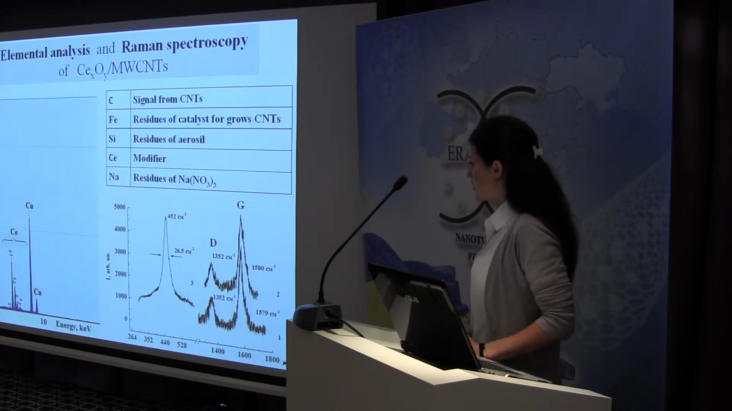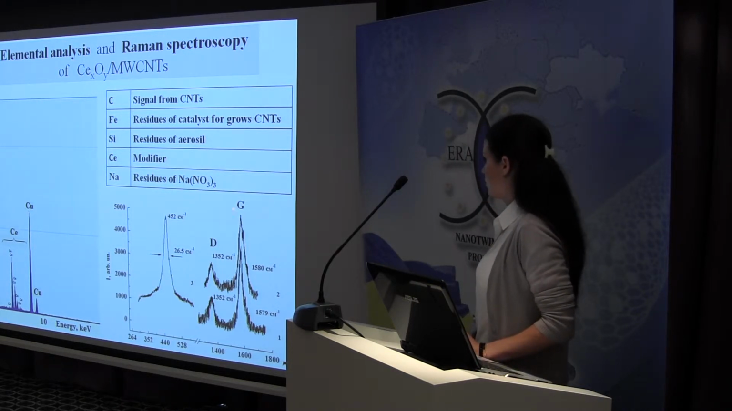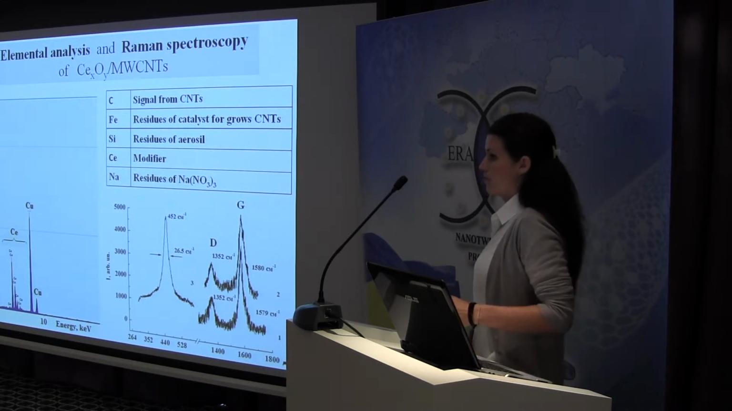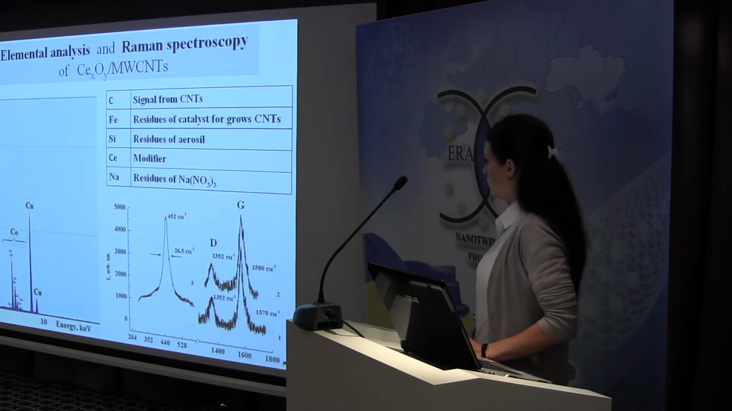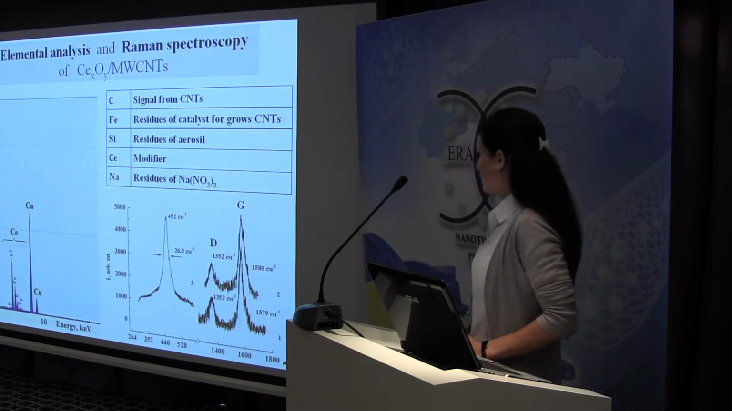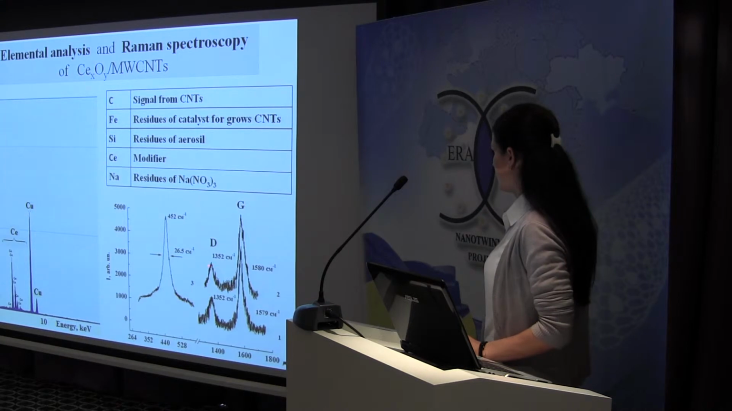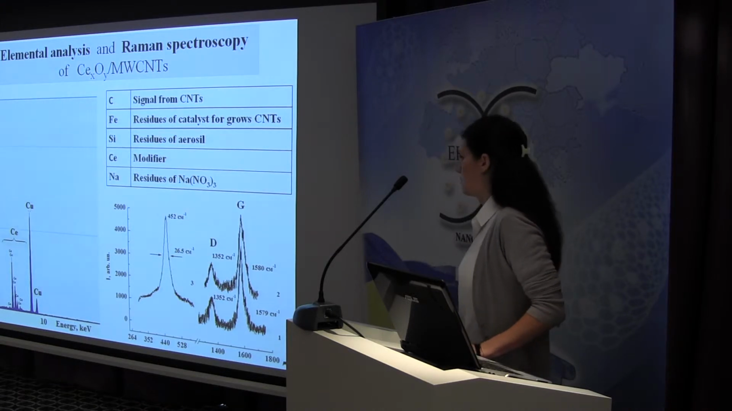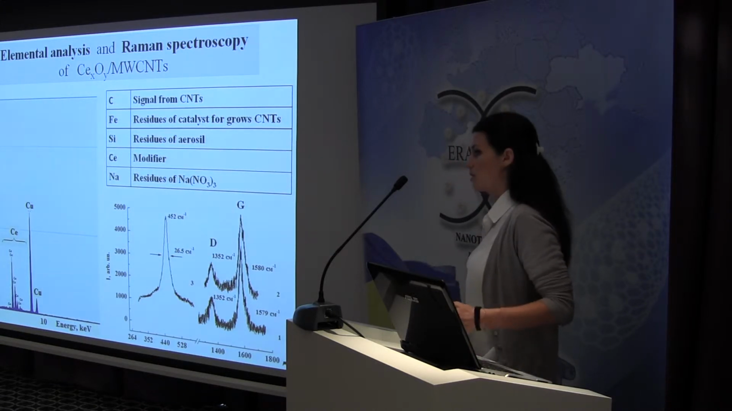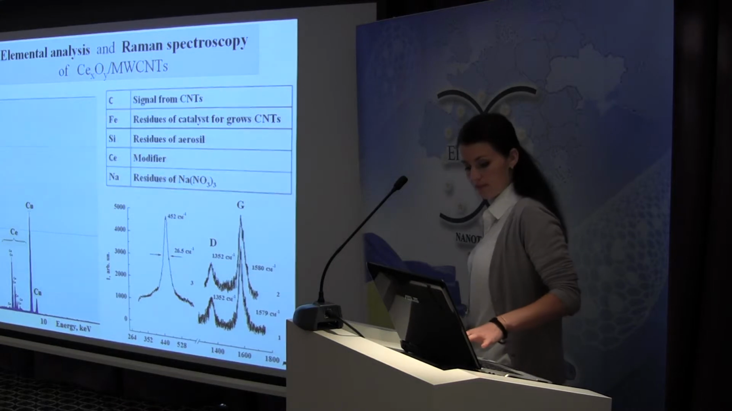Sample investigations by Raman spectroscopy showed formation of a cubic structure of cerium oxide on the graphene surface of the carbon nanotubes, as evidenced by a peak at 452 inverse centimeters. Differences in peak position and intensities are not observed. Therefore, the graphitization degree of the carbon nanotubes is constant before and after modification.